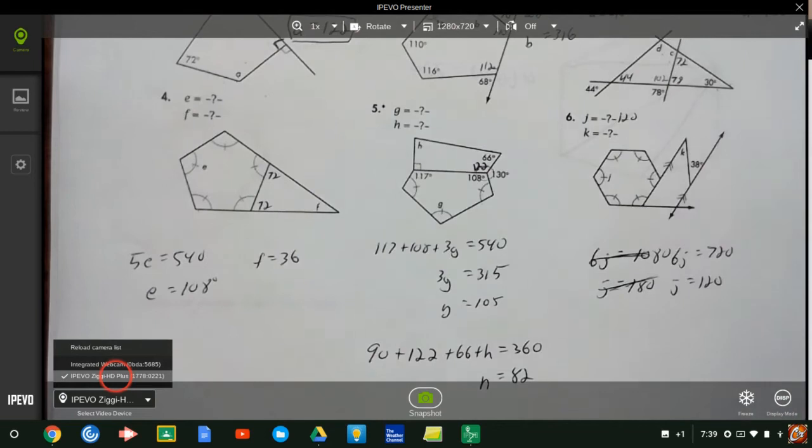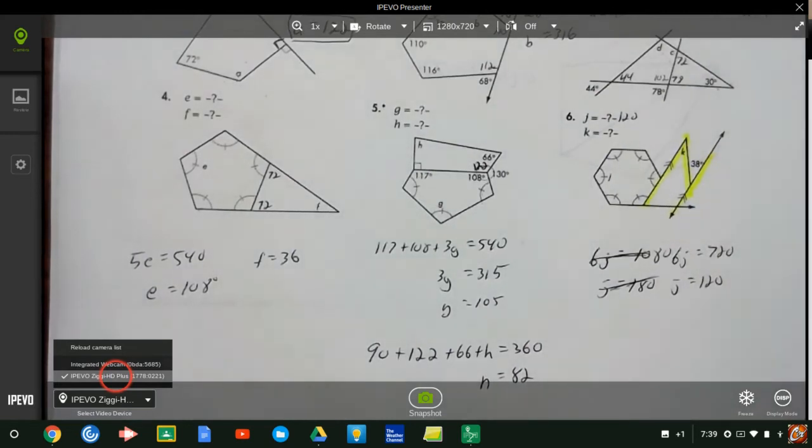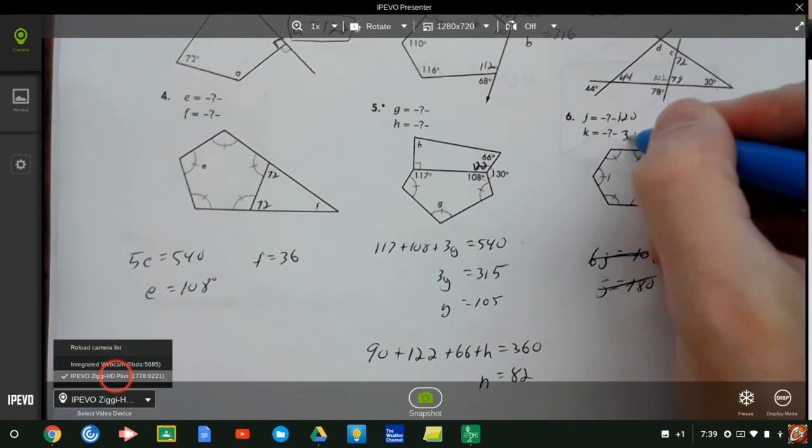Parallel lines. Oh, hey, check this out. Remembering everything we know, I got parallel lines cut by a transversal. K and 38 are alternate interior angles. So that's 38 degrees.